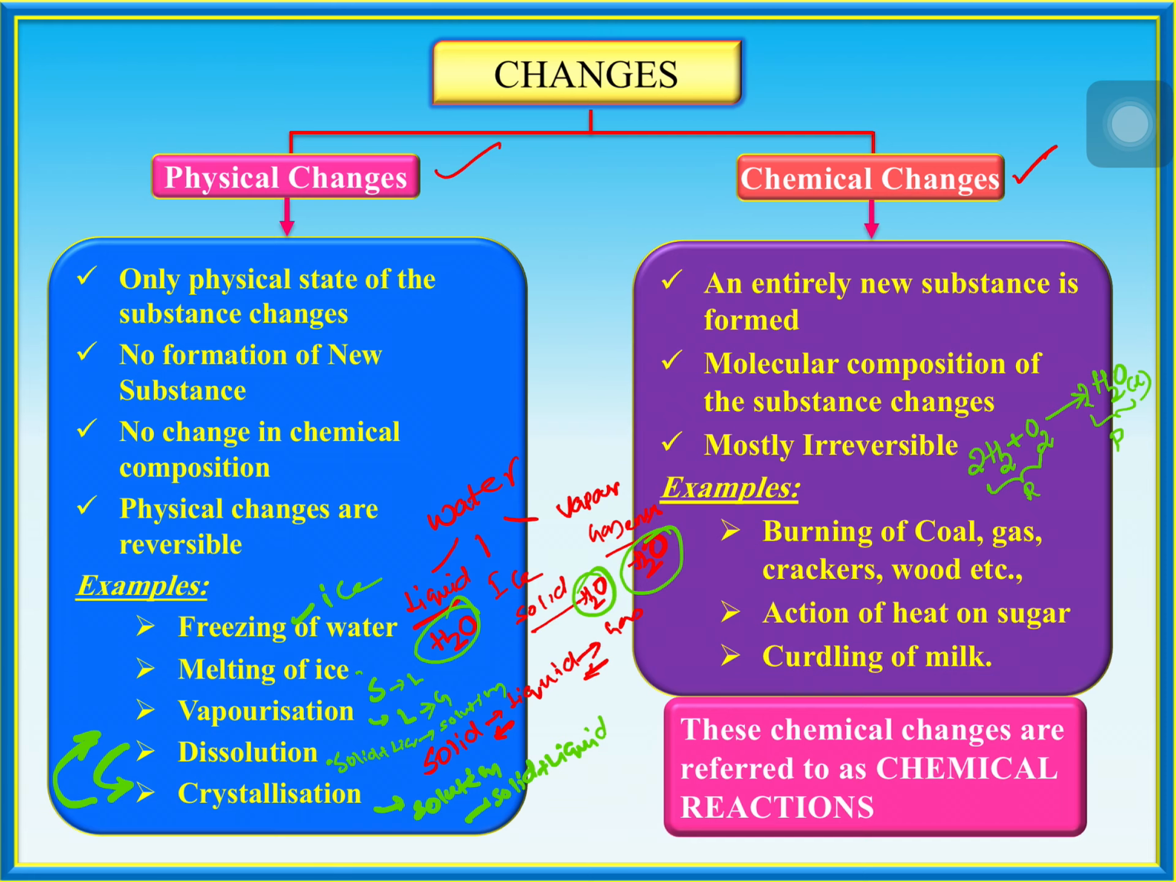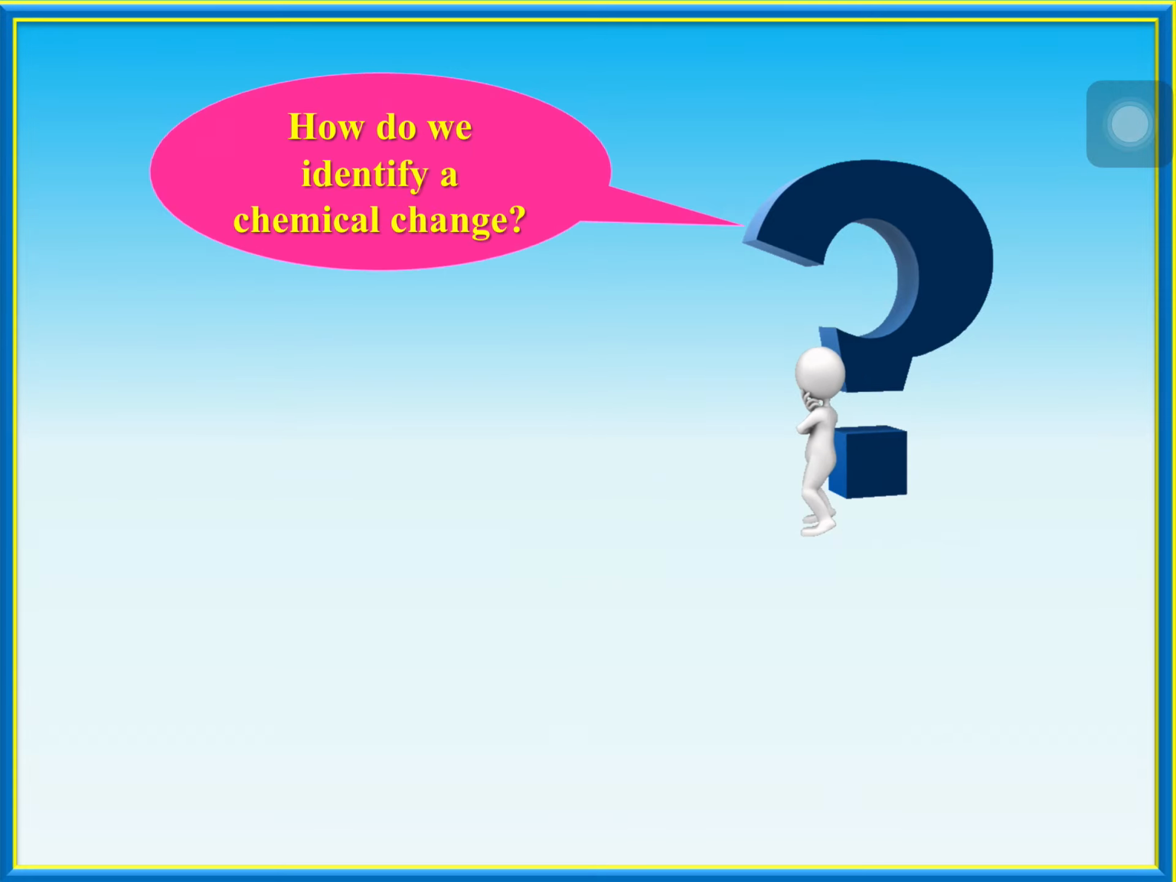Okay, let's proceed to the next slide. Why is this big guy roaming here and there? Maybe he's having a big task to solve. Let's see what that big task is. Oh, it's a very definite question. How do we identify a chemical change?